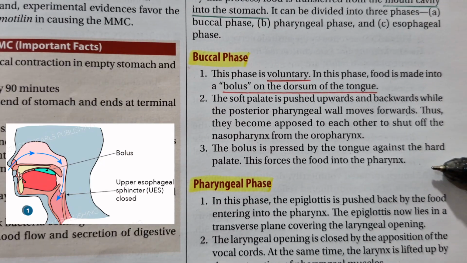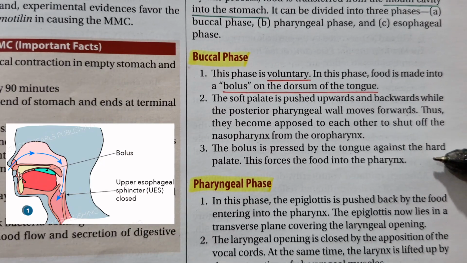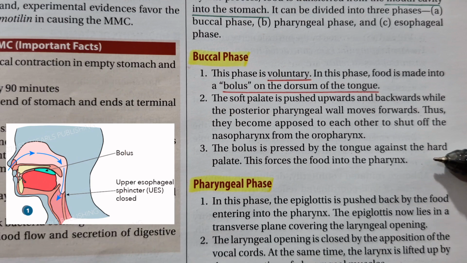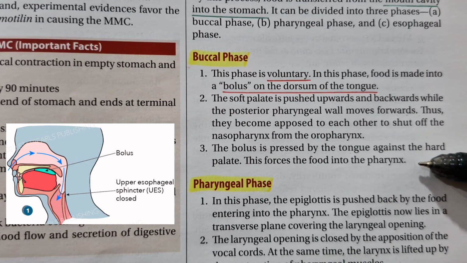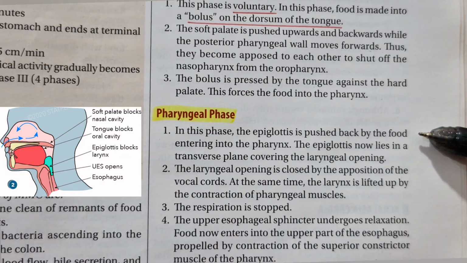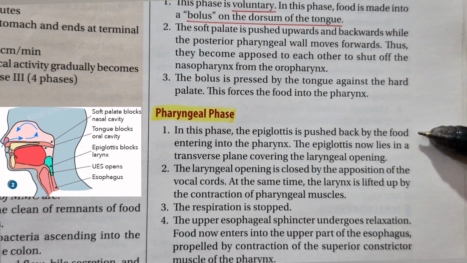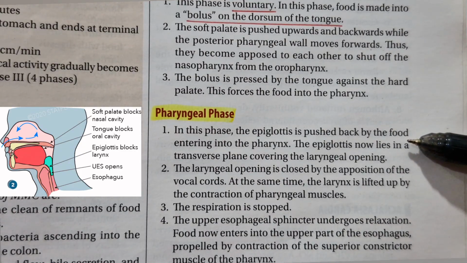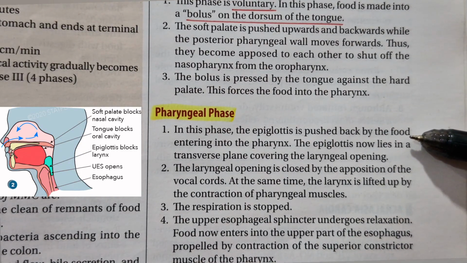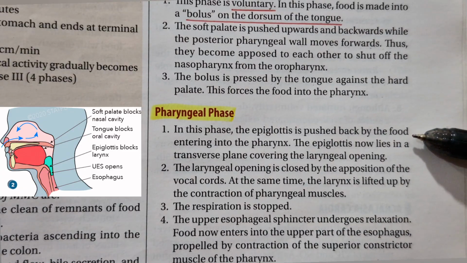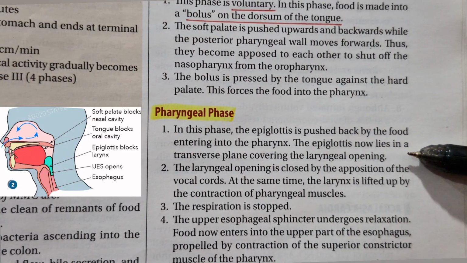The bolus is pressed by the tongue against the hard palate. This forces the food into the pharynx. Secondly, we have the pharyngeal phase. In this phase, the epiglottis is pushed back by the food entering into the pharynx.